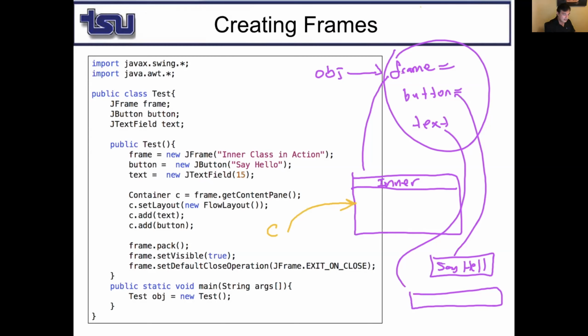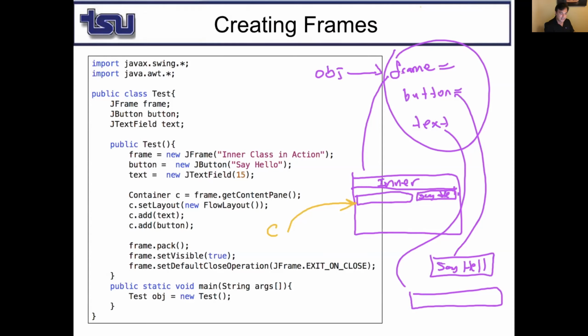Now I say c.add text. That means, well, text box was here, right? Take it and place it to the middle of the first row. Then get the button and place it next to it. Okay, say hello.